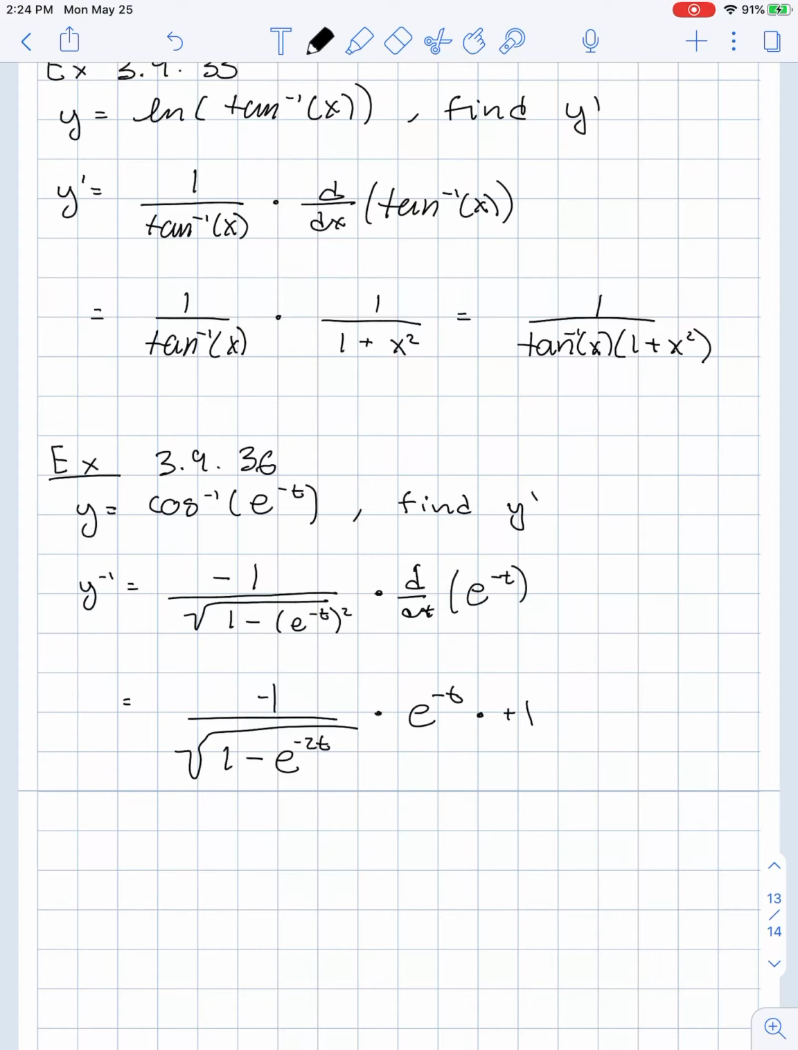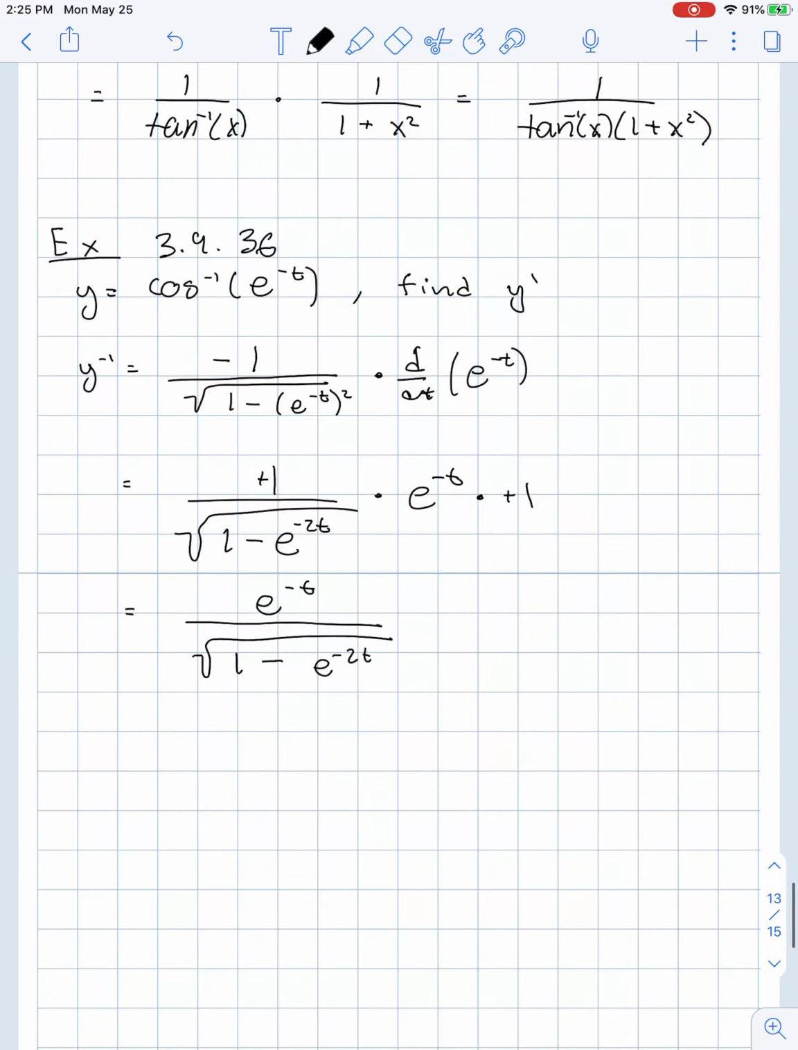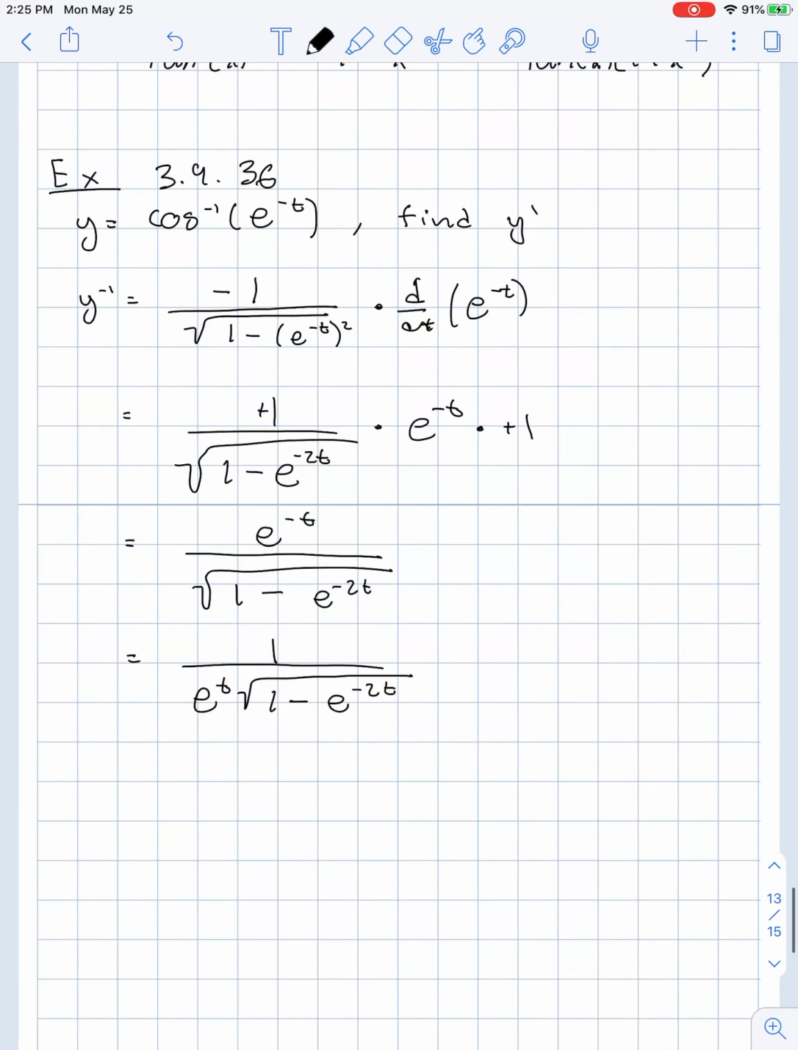And then I can simplify. So this negative times a negative, those are going to cancel out. And I'm going to have e to the negative t divided by the square root of 1 minus e to the negative 2t. And then if I wanted to, I could simplify one more time because that is an e to the negative t, and I'll just get 1 over e to the positive t, because I moved it down. And voila, and we're done.